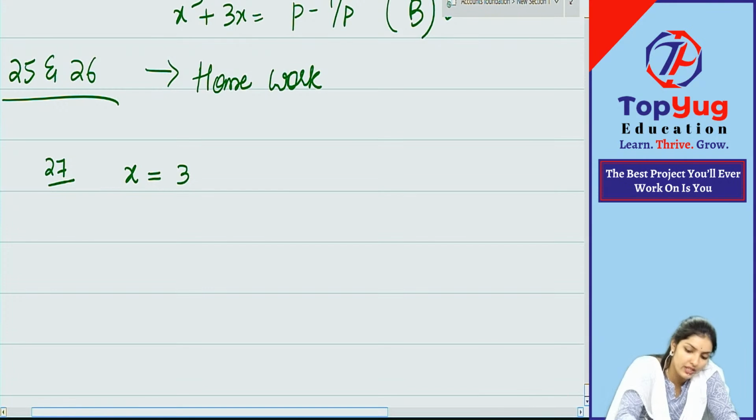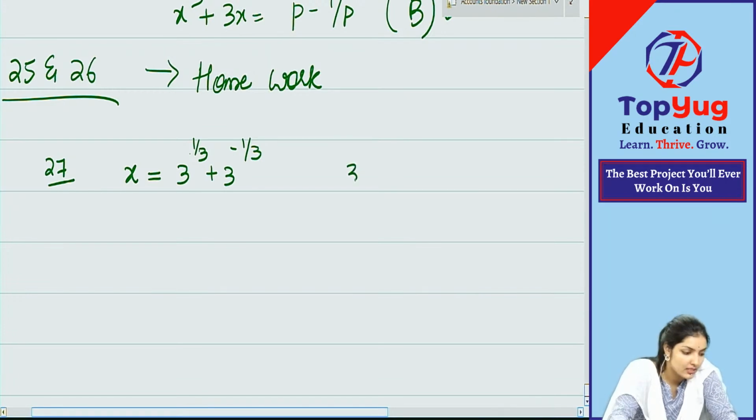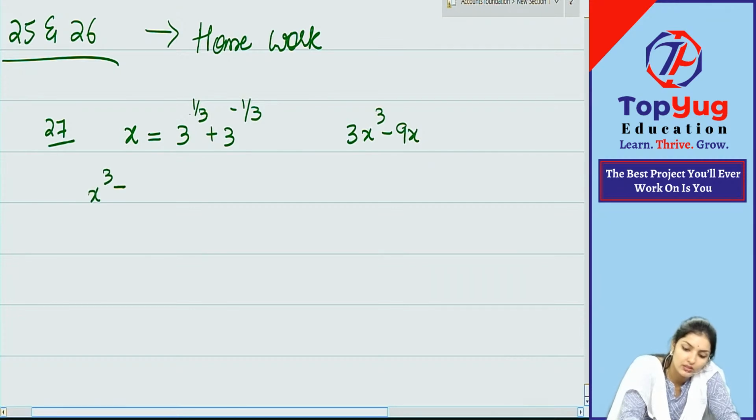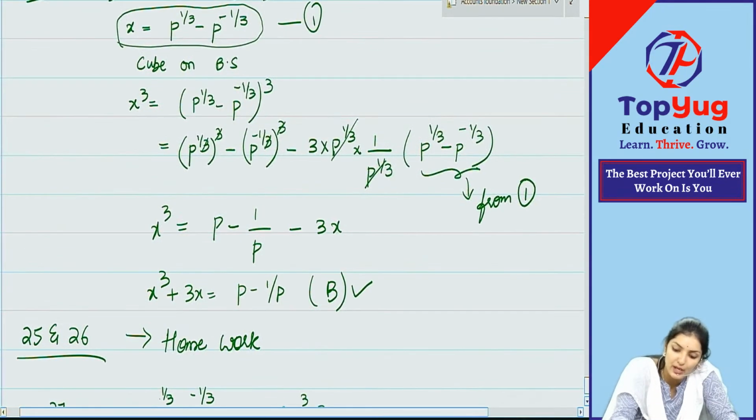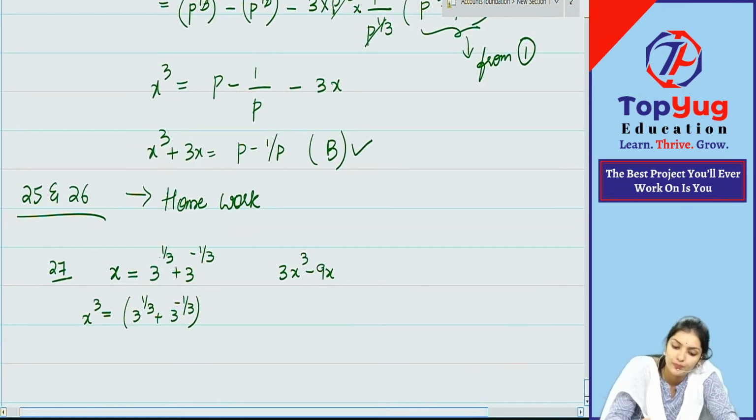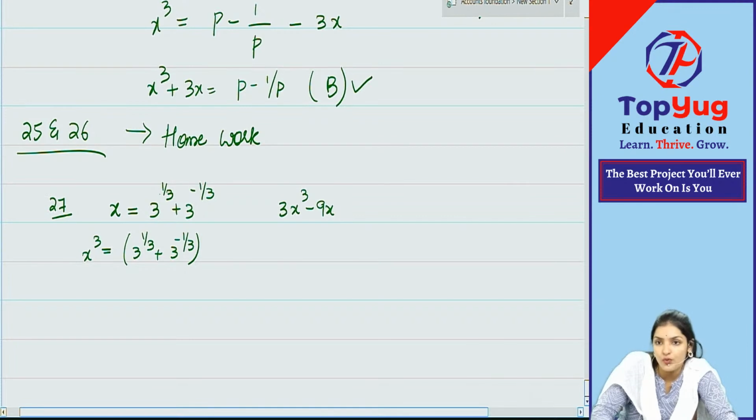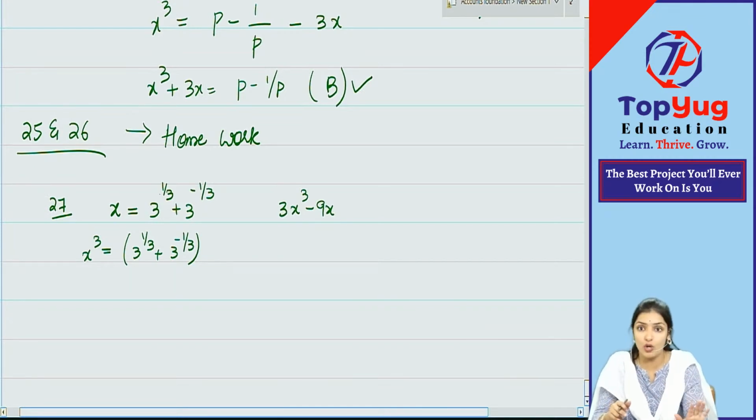X is equal to 3^(1/3) plus 3^(-1/3). Now what are they asking us? 3x cube minus 9x, they are asking. Right? So what is x cube? X cube is (3^(1/3) plus 3^(-1/3)) whole cube. So basically, from the above, what did you get as x cube? You can use the formula directly, because in the exam, the above one will not be given. So that's why I'm using the formula. I could have done it directly over here, but I'm not doing it.